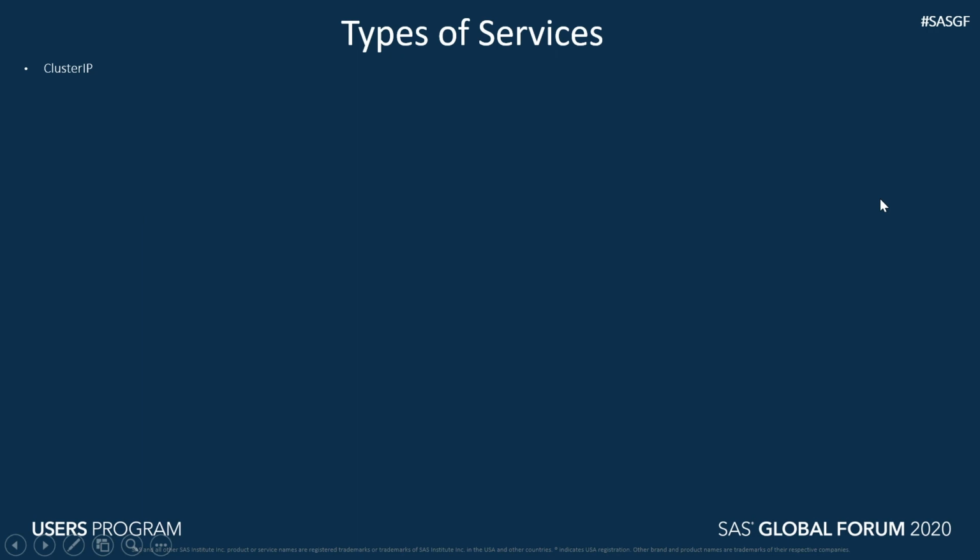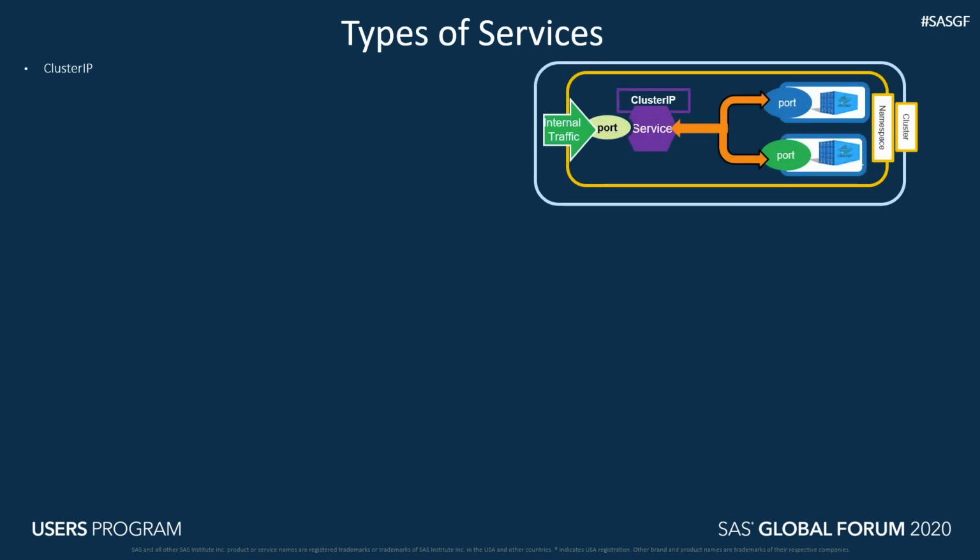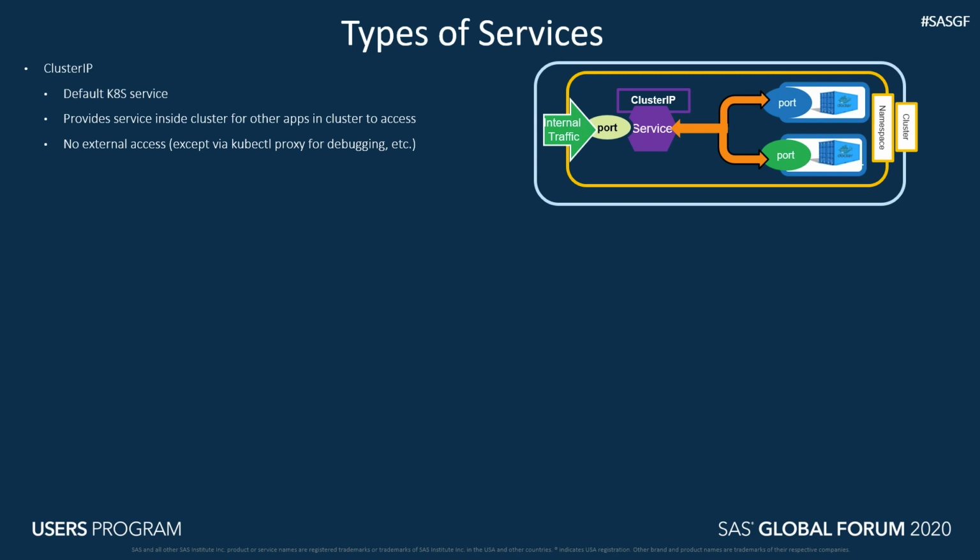Types of services. There are several types of services we could work with within Kubernetes. There's called the cluster IP service. This is basically the default service. It's intended mostly for use inside the cluster, for apps to talk to each other inside the cluster. There's no external access really except via a kubectl proxy. You can see there inside the cluster, we have that internal traffic that goes through the service port that then goes through on the back end to the pods.